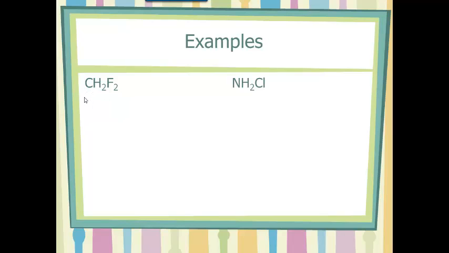Carbon is in group 14, so it has 4 valence electrons. Hydrogen's in group 1, and there are 2 of them, so that's a total of 2. And then fluorine, I have 2 of those, and each fluorine has 7 because they're in group 17. So that's 14, and this is 2, plus the 4. I'm going to add all that together. That gives me a total of 20 electrons. That's my goal for this Lewis diagram.